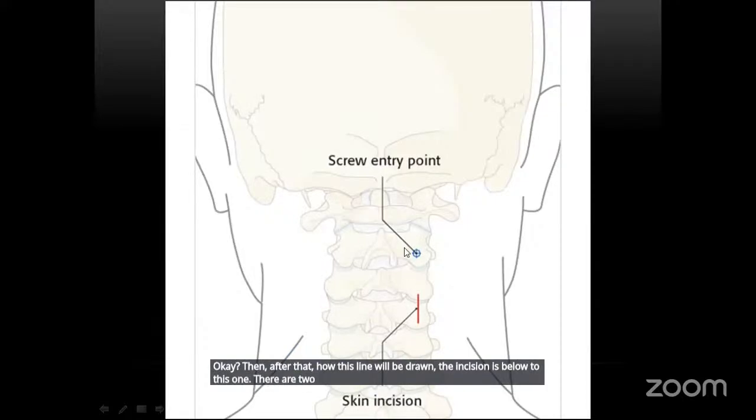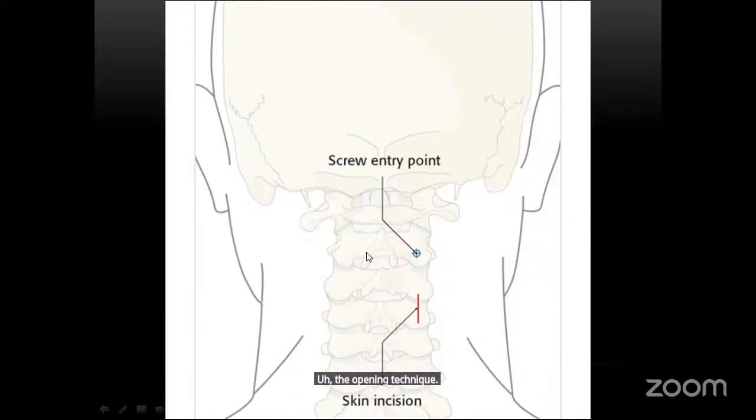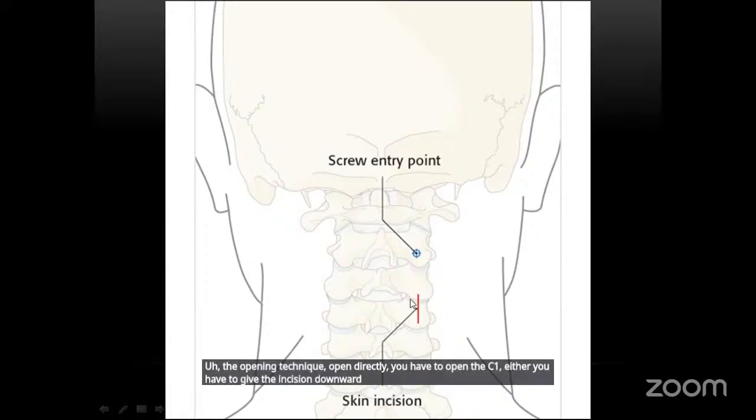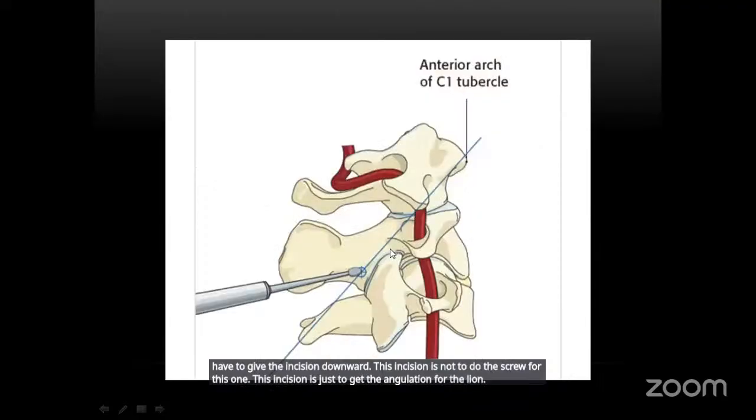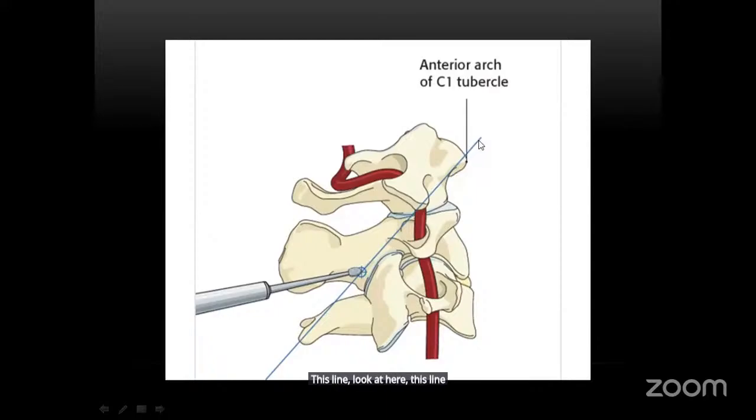There are two schools of thought. One is the open technique, open directly. You have to open the C1, and give the incision downward. This incision is not to place the screw; it is just to get the angulation for the line. Look at this line. To make this line, we will place a wire at that placement.